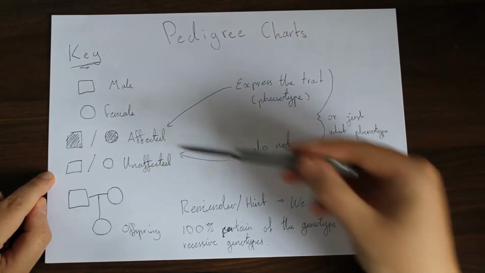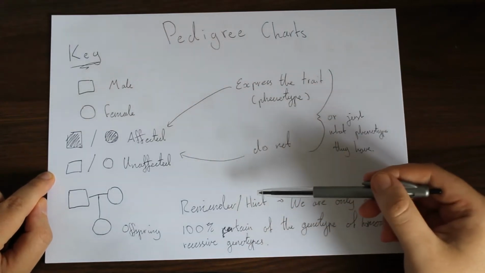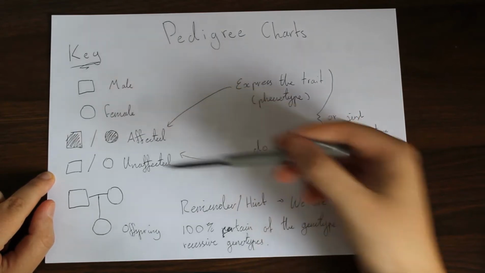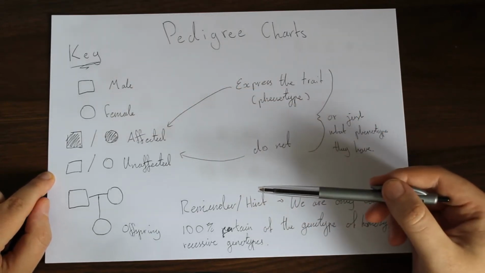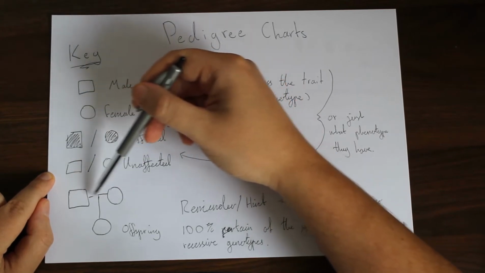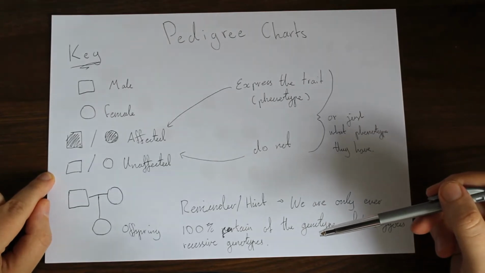Okay, so if you get a coloured in square, you have a male with that particular phenotype that's stated in the question, and same for a female, or vice versa, you don't. On our pedigree charts, you'll see lines. These show that these two have bred, and a line coming off that shows their offspring, their children.